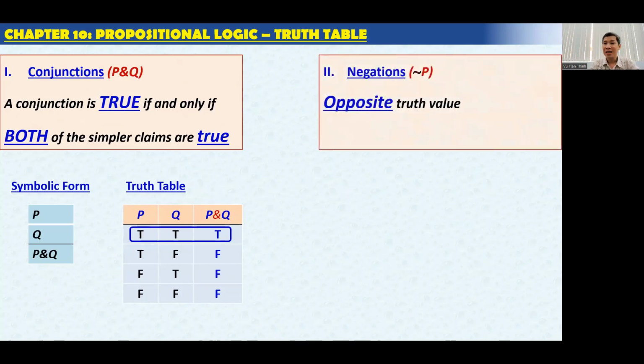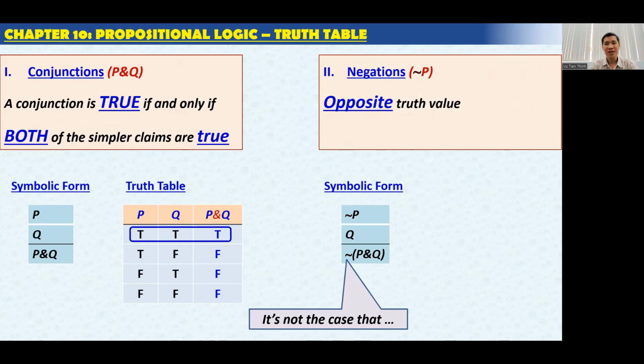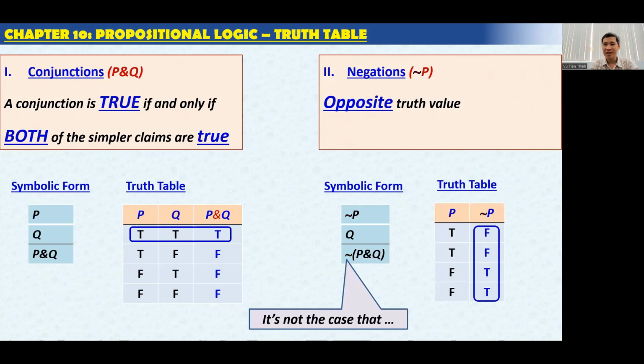So we have more false than true, right? We also learned negations. Remember, negation is just the opposite. We have the opposite truth value. For example, the opposite of P is not P, right? So we have not P, we have Q, we have not the case P and Q. We also learned "it's not the case." The negation has the opposite value of the affirmative form. Then you have P, that's true, true, false, false. Then negation, not P, is going to be false, false, true, true.